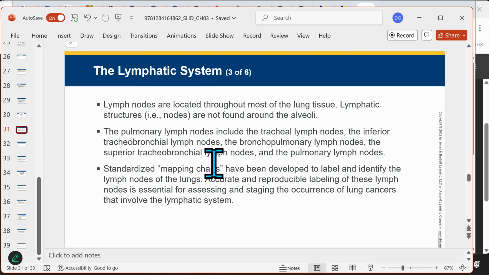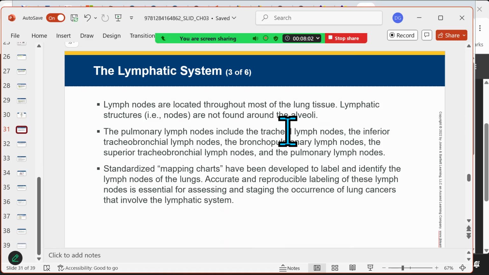Lymph nodes are all through the lungs, or all through the body, really. We have tracheal lymph nodes, tracheobronchial, bronchopulmonary lymph nodes, and you don't need that level of detail. Really, you don't as a respiratory therapist. But there are mapping charts that have been developed for these lymph nodes. And if we have to remove some, then we know where we're going to have to assist that patient in draining their lymphatics.